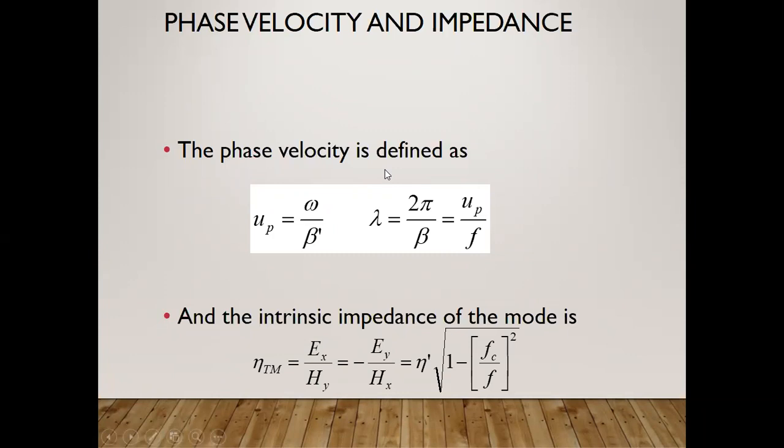Okay, so how is the phase velocity defined here? Up is nothing but the phase velocity, omega divided by beta. So omega is nothing but again 2 pi f. Omega will be 2 pi f. In this way, you can find the unknown parameter, you can find the other things.